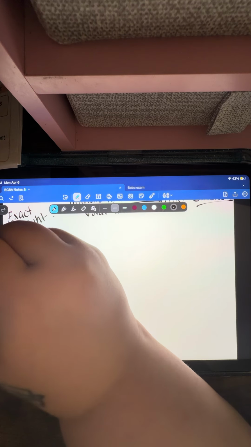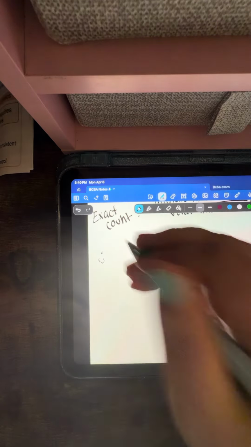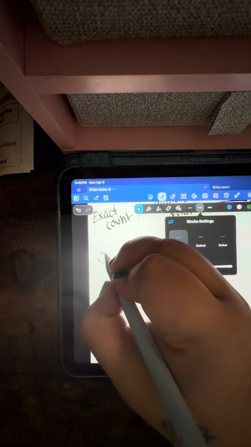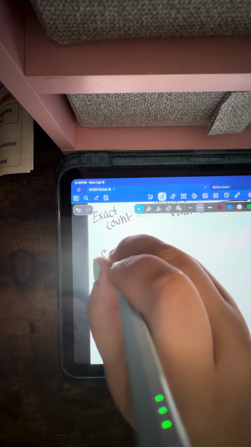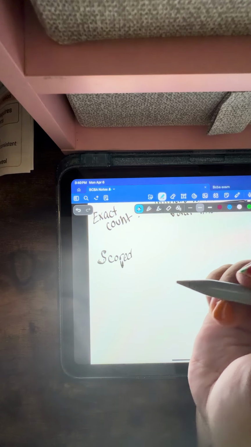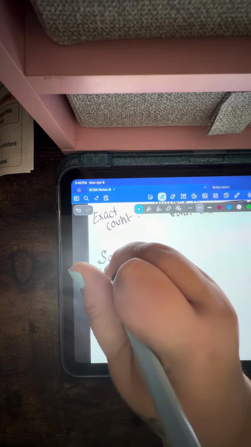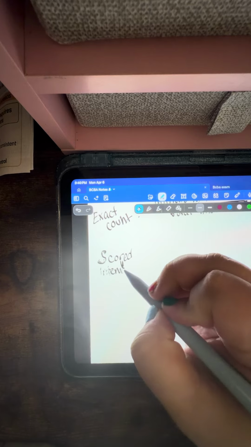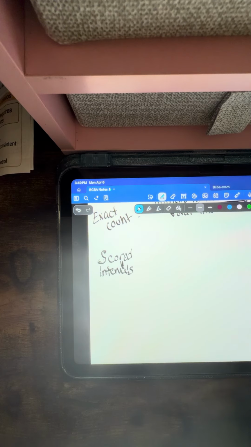But we have scored intervals. Oh, that's my S with my pen. Beautiful. Scored. Why do you hate me? Okay, I'm starting to think it's from my hand resting. I don't know. Scored intervals. Guys. So weird. All right.